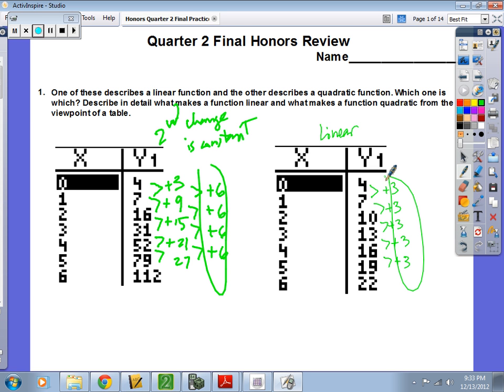So in detail, what makes a function linear? A function is linear when the increase is at a constant rate. And quadratic, this guy, it's increasing, but it's increasing at an increasingly constant rate. So your second change is constant. This is right here probably what you should put.